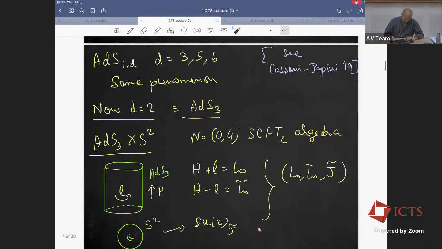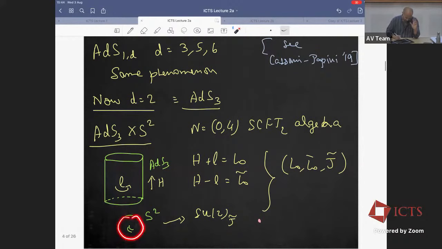So AdS3, let's start with AdS3 times S2. That's the smallest supersymmetric theory you can do. So this has a (0,4) two-dimensional superconformal field theory algebra. You can either derive this from AdS or from the dual CFT. So that's AdS3, and this has a Hamiltonian and a rotation inside AdS3, which yesterday we were calling J. Today I'll call it L, and H plus L and H minus L are the usual L0 and L0 bar of the CFT. And then there's an S2, so there's an SU(2) rotation that I'll call J tilde.